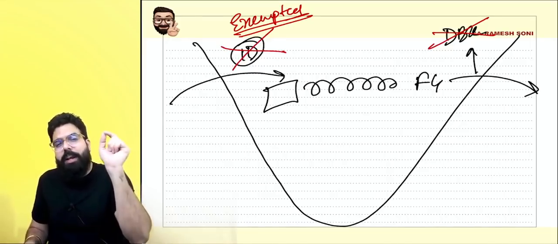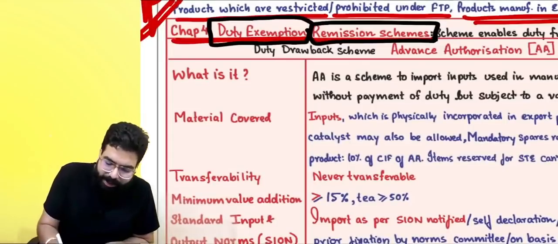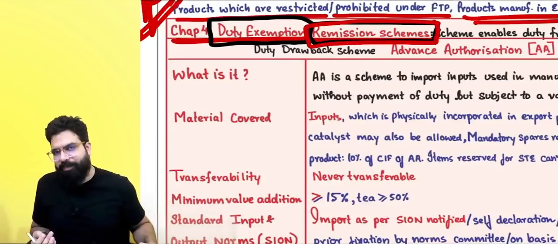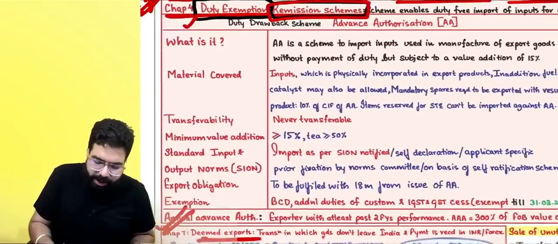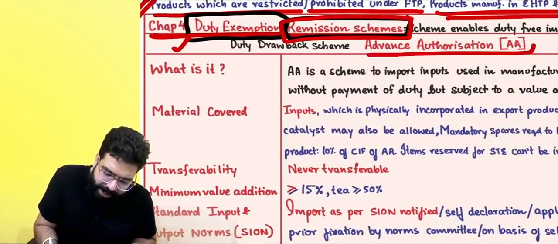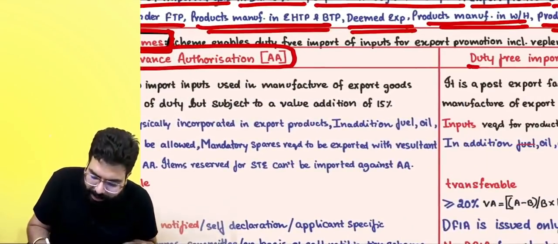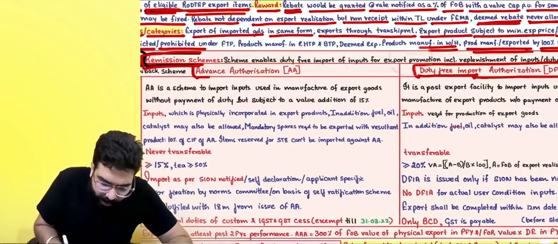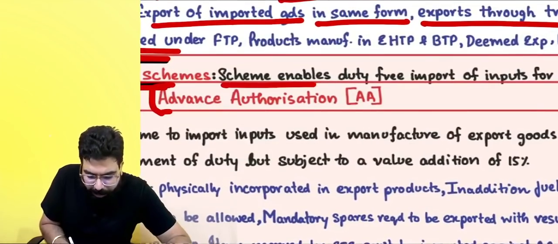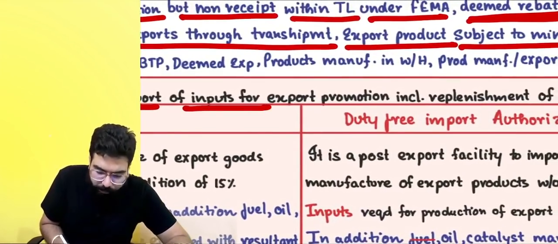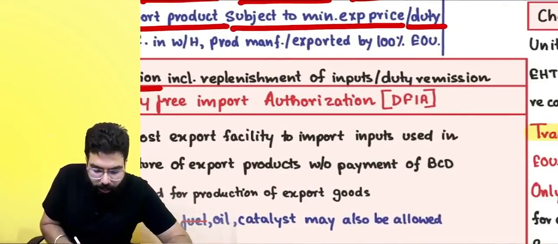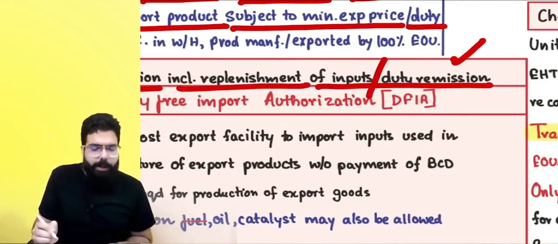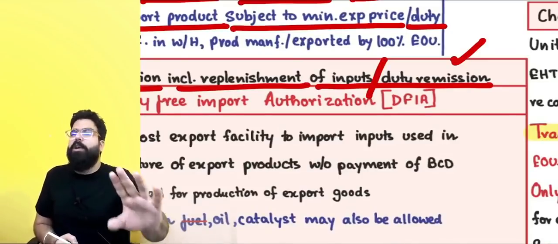What is this duty exemption scheme? See, the remission scheme we already know is the duty drawback. Duty drawback is nothing other than a duty remission scheme. Sir, what do you mean by duty exemption? Everyone over here, under duty exemption, there are advance authorization and duty free import authorization. Everyone, listen to me very carefully. Basically, what happens in this scheme? These schemes enable duty free import of inputs for export promotion, including replenishment of inputs, or there is duty remission also given under this scheme. But duty remission, duty drawback, we already know.